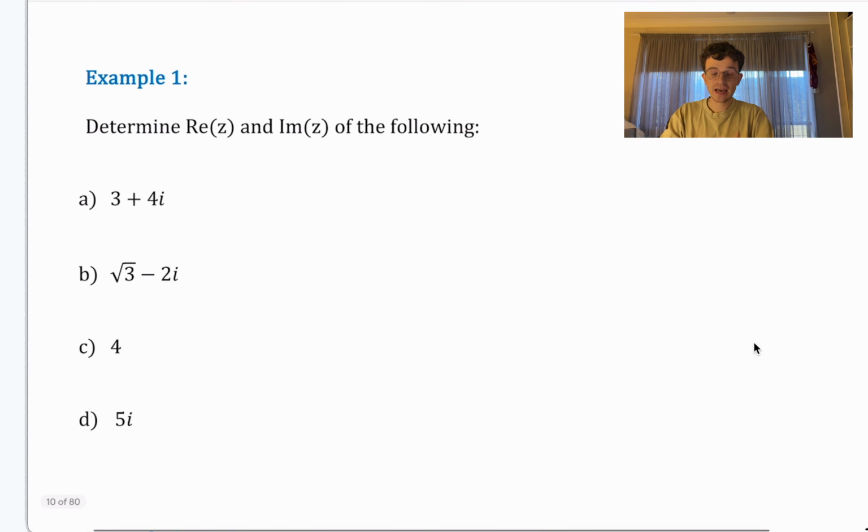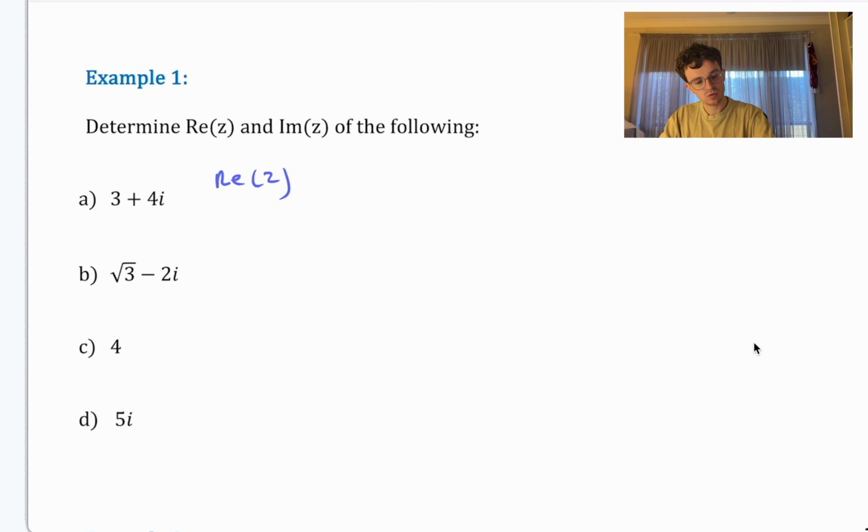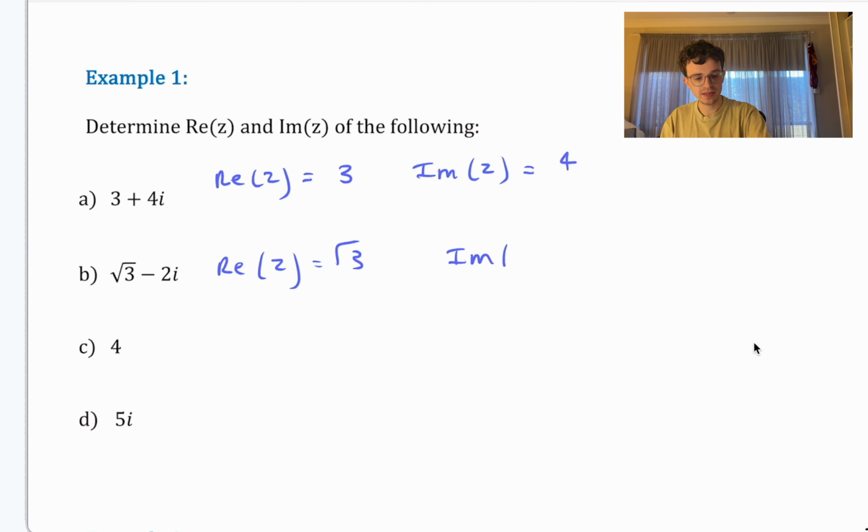Now we can abbreviate the real and imaginary components of complex numbers through Re(z) and Im(z). So Re(z) is equal to 3 in this one, and Im(z) is equal to 4. Importantly, the imaginary component is not 4i, it's just 4. So in this part here, the real component of z is root 3, and the imaginary component of the complex number z is equal to minus 2.